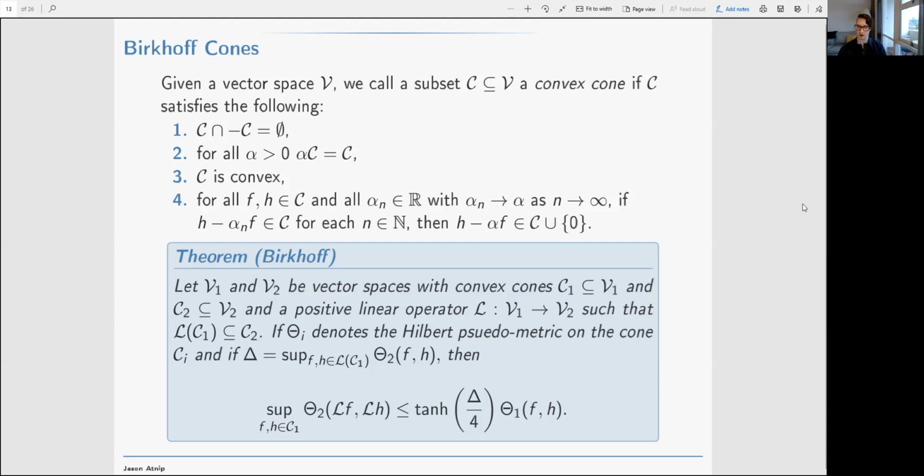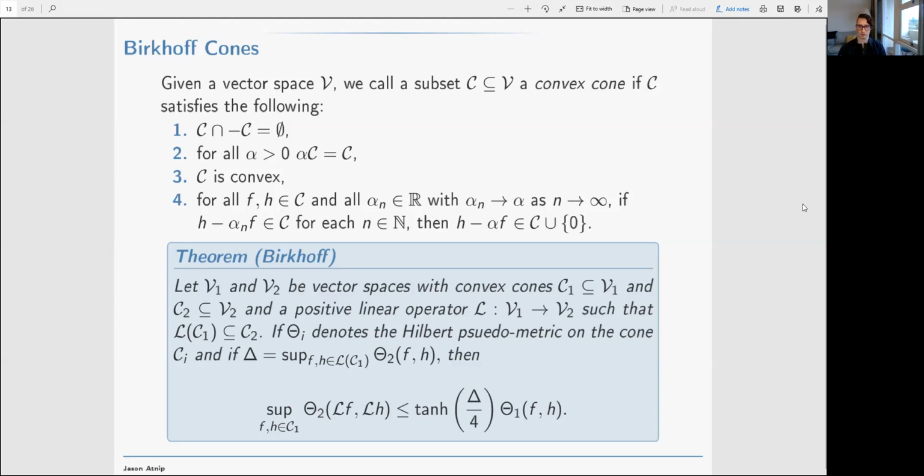So first, maybe let's talk about what convex cones are and what Birkhoff did. If you're not familiar with a convex cone, it is just the infinite dimensional version of a regular Euclidean cone, and it satisfies these properties, these 1 through 4. And now what Birkhoff said was that if you have two vector spaces, each containing a cone, and if you have some positive linear operator which sends one cone into the other cone, then if you look at the Hilbert pseudometrics induced on each of these cones, we end up with a contraction.